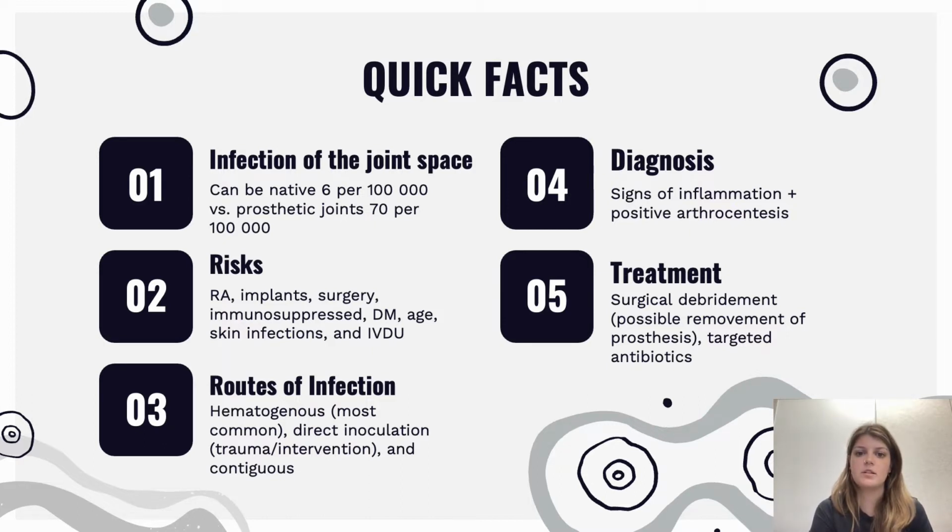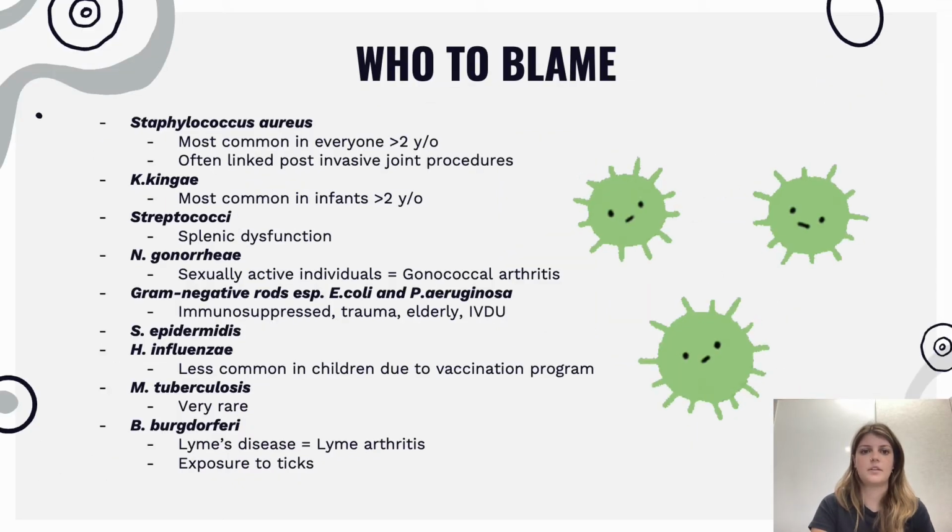For diagnosis, we are looking at signs of inflammation and a positive arthrocentesis. That's probably the biggest thing you need to know, is we need to do that as soon as possible. And then treatment, we can either do a surgical debridement and clean out, possible removal of the prosthesis, and targeted antibiotics.